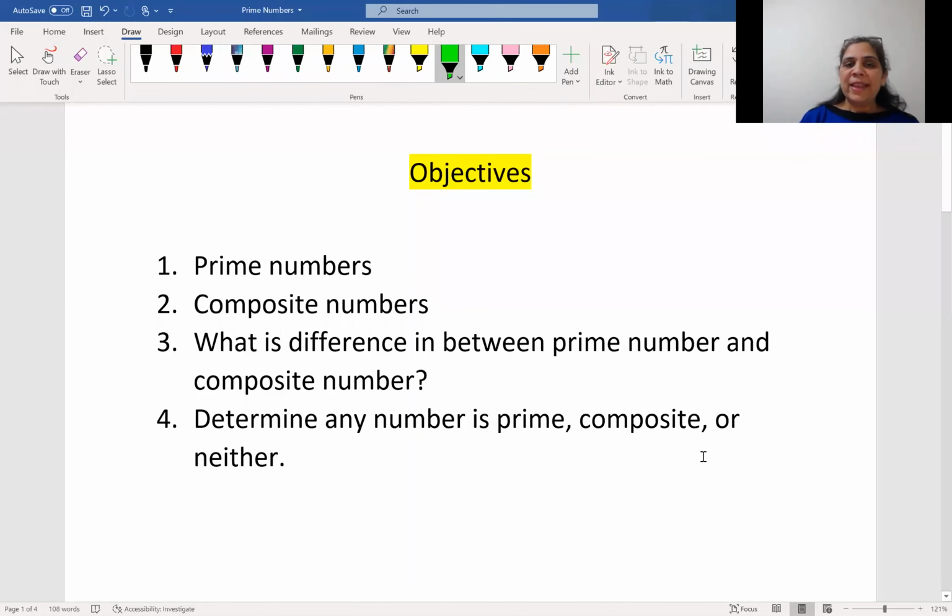Hello everyone. In this video, we will learn what prime numbers and composite numbers are, what the difference is between prime numbers and composite numbers, and how we decide whether a number is prime, composite, or neither.